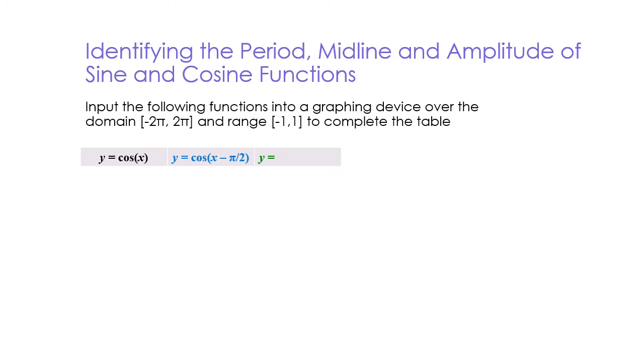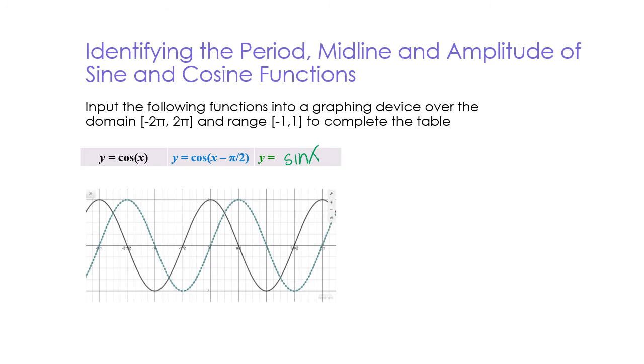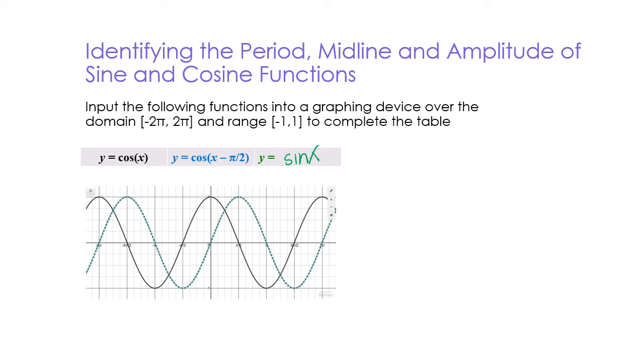All right, so input the following functions into a graphing device over the domain -2 pi to 2 pi and the range -1 to 1 to complete the table. We're going to do the cosine of x minus pi over 2, and then in green I'm going to do y equals the sine of x. So here's what you end up getting: the cosine graph is black and the sine graph is green.